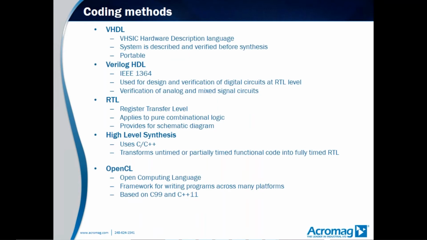So here are a handful of coding methods that engineers will use to develop their code to use on an FPGA board. VHDL is VHSIC hardware description language. In the past, systems used this language to describe and verify before synthesis. And this code is portable so that you could take it from one FPGA platform to another fairly easily. Verilog HDL, commonly referred to as IEEE 1364, is used for design and verification of digital circuits at the RTL level, RTL being register transfer level. And it's also used for verification of analog and mixed signal circuits.